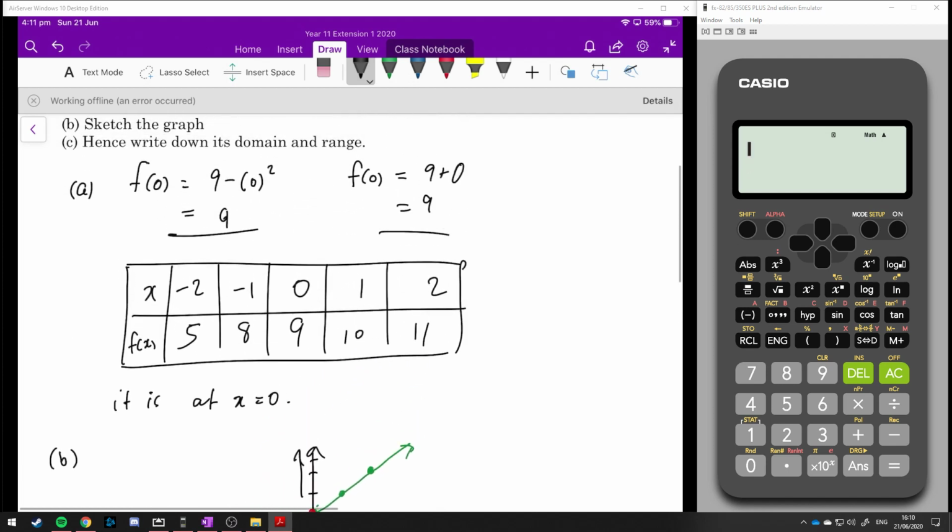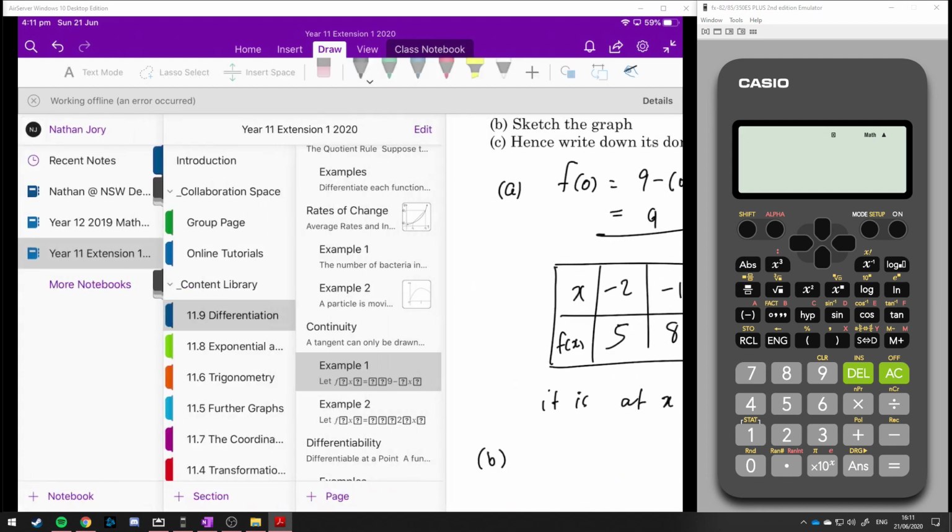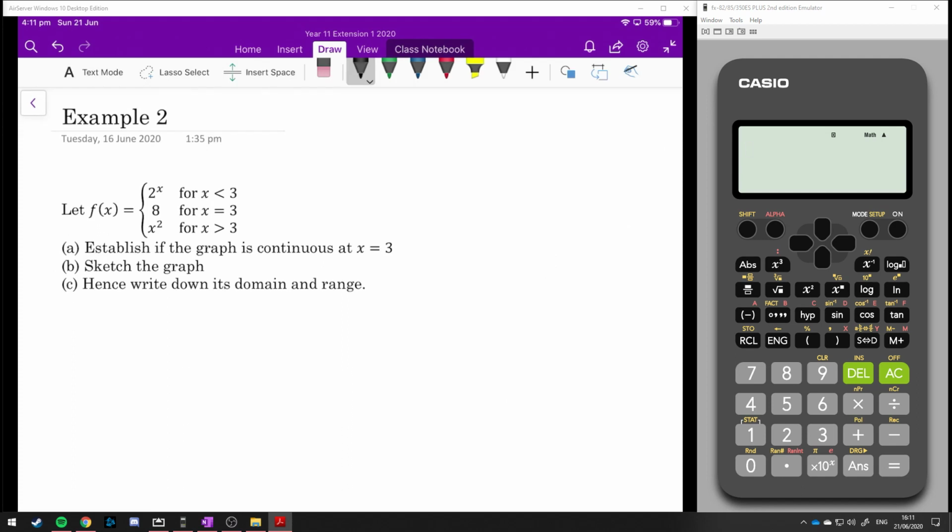Let's have a look at a second example, where we're going to test whether or not a piecewise function will join up. What we've got here is a three-way piecewise function, and what we're going to do is establish if the graph is continuous at 3. You'll notice that all our points here are based around 3. I'm going to sketch the graph, and then we're going to write down the domain and range.